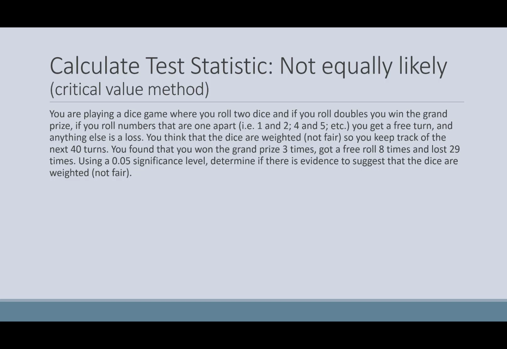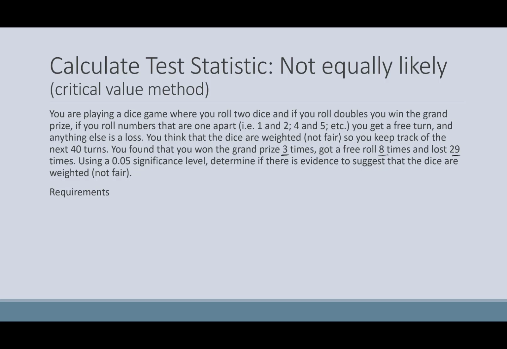So the first thing we need to do is check our requirements. Okay, so a random sample. Since we are rolling dice and you just keep track of your next 40 turns, that would be considered random. Then we have to check, do we have frequency counts for every single category? Well, we do, because our grand prize we had 3 times, our free roll we had 8 times, and then we lost 29 times. And then our last requirement is the expected frequency for each category at least 5.